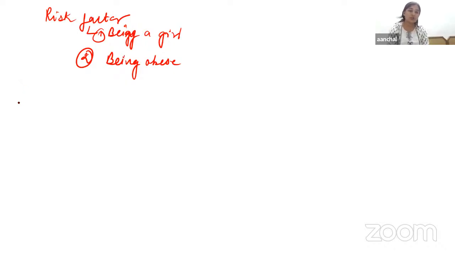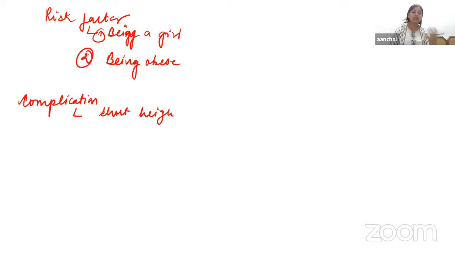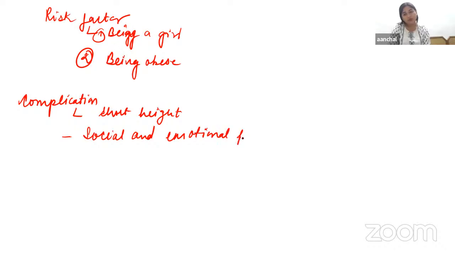Okay, now what can be the complication? If the person is having early puberty, what can be the complication? Various complications are there, including short height. Okay, so children with this condition might grow very quickly at first and be taller than the others, but in further ages, these children often stop growing earlier than usual, and this can cause them to be shorter as compared to average adults. Okay, then social and emotional problems will be there.